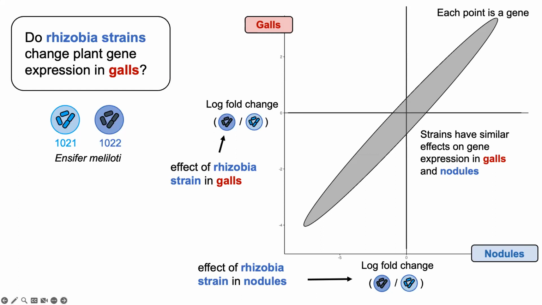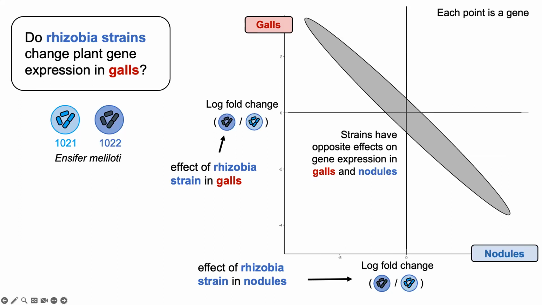We could see that strains have similar effects on gene expression in nodules and galls, so that whatever changes rhizobia strains cause in nodules, you also see propagated into this parasitic structure. And then the third possibility is that strains could have opposite effects in these two structures. So what a strain does in a nodule is totally different from the cascading effect it has on the parasite.